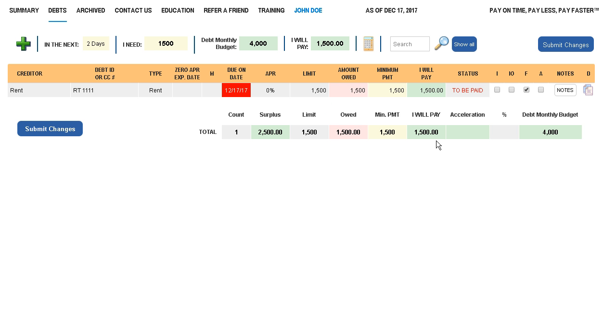So in this case, what we have is that the total is 1,500. We don't have any acceleration because basically the minimum payment is the same amount as the I will pay payment. So basically the acceleration is 0. It's blank in this case, but it's 0. Nothing important there.